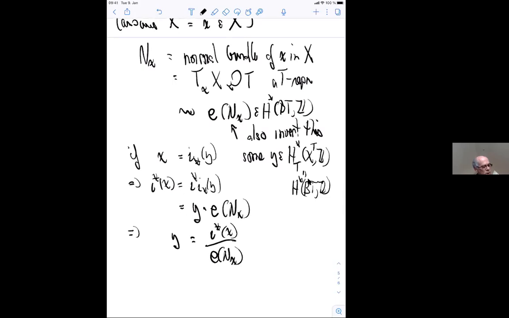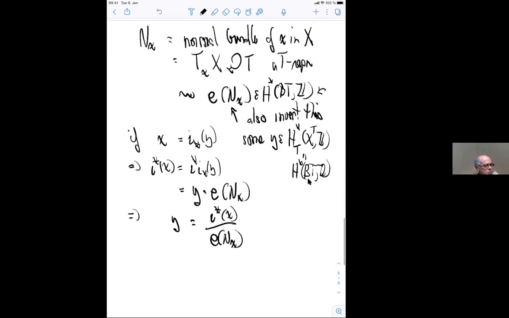Which makes sense once I invert this Euler class, because I only need to invert it in here, right? Because that's where it's living. So that's the residue formula. It's the formula for the gadget that tells you i_* i^* x over the Euler class equals x.